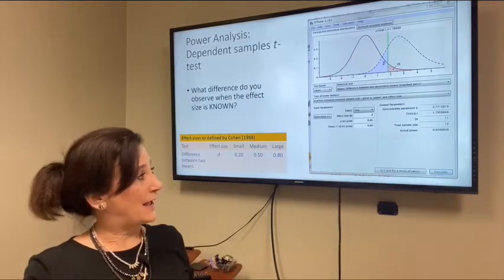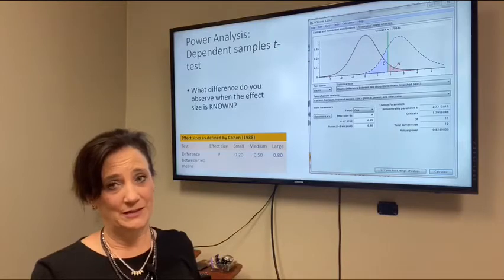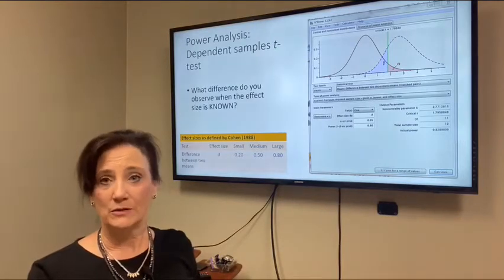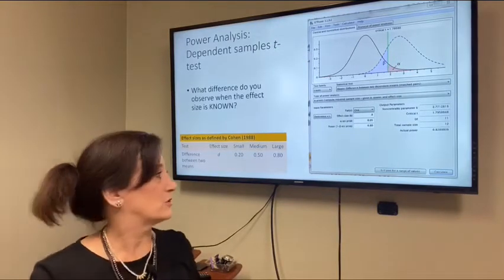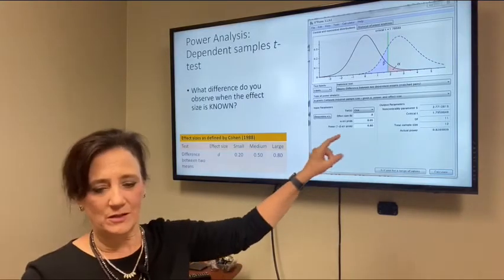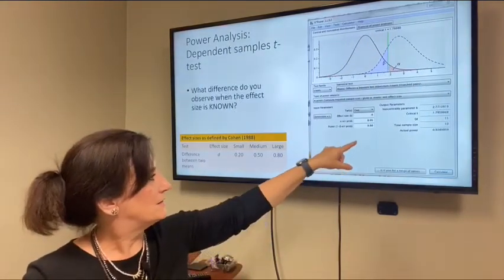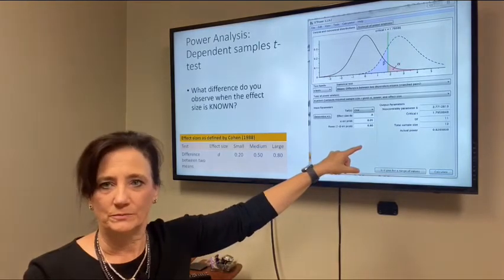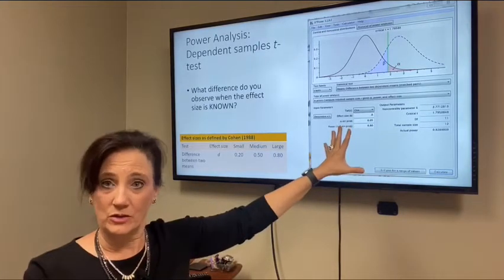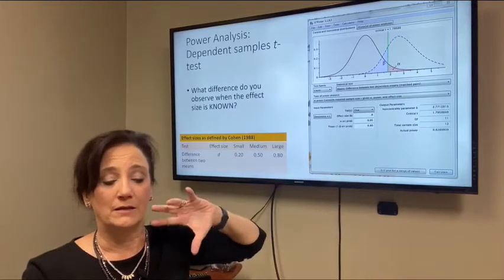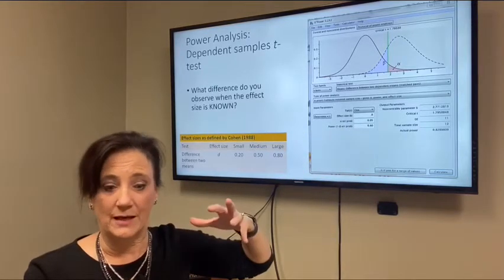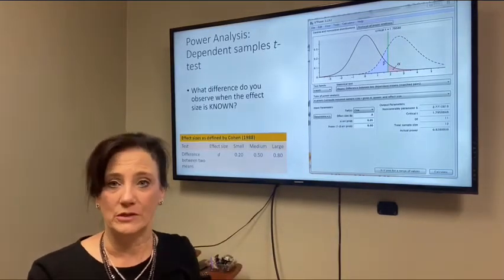let's look at what happens when you increase the effect size. What if you increase it to 0.8, which is large? Well, when you do that, all of a sudden you went from needing 787 to needing 12. So that lets you see immediately the impact that effect size has on the sample that you need.